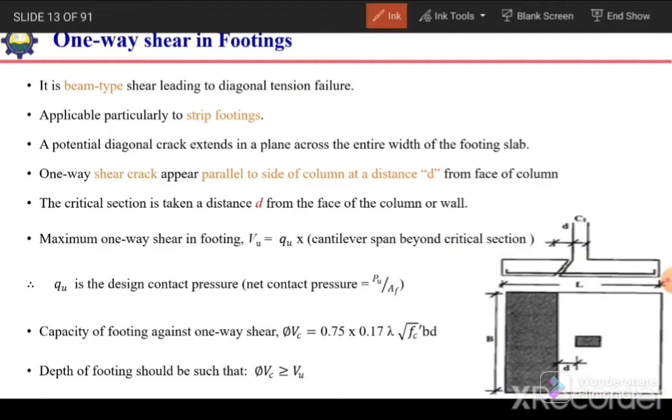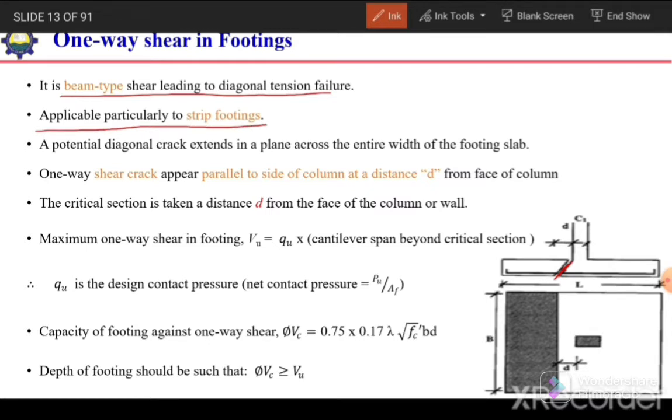Okay, next is one-way shear in footing. It is a beam type shear leading to diagonal tension failure. Just like in a beam, we have a diagonal tension failure in slabs. So it is applicable particularly to strip footing.